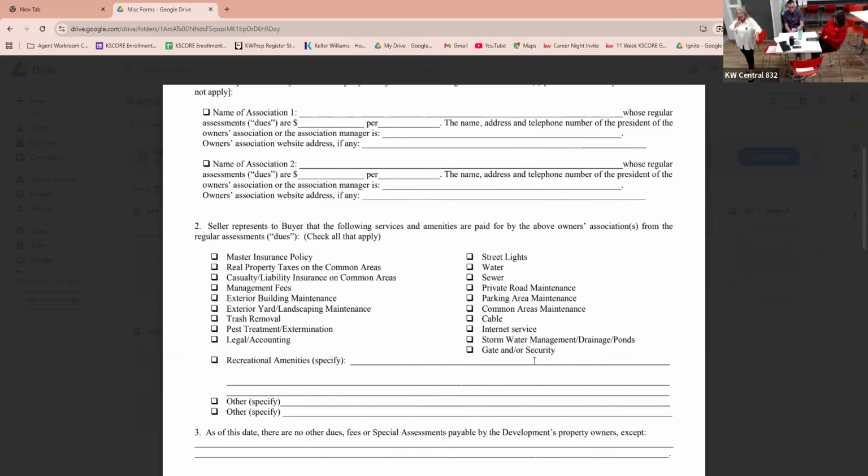I sincerely hope that the Real Estate Commission can figure out a way to make this form mandatory. I know they can't make it mandatory, but they could say it's conditionally mandatory, because this is laziness from an agent that doesn't want to do their job.